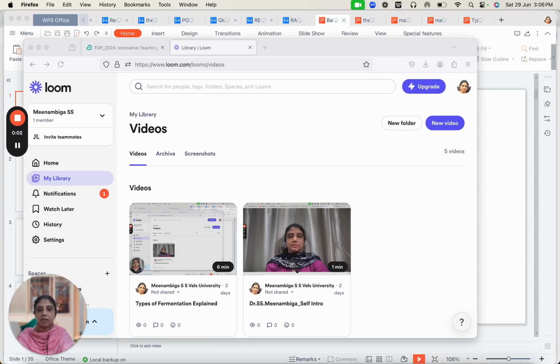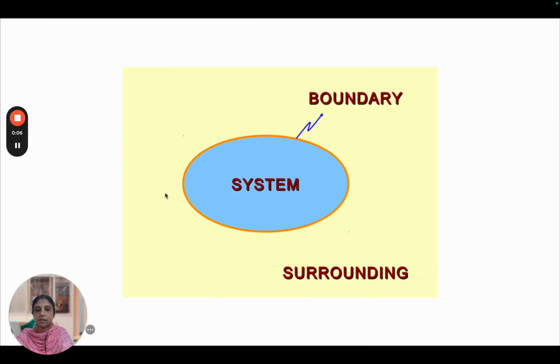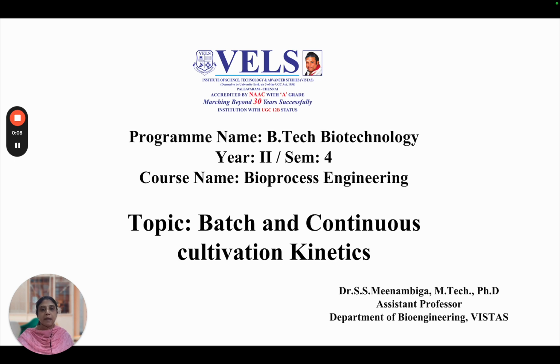Hi everyone. Today we are going to see about the topic batch and continuous cultivation kinetics. So what is batch and continuous fermentation? Batch fermentation is a closed process whereas continuous fermentation is an open process.